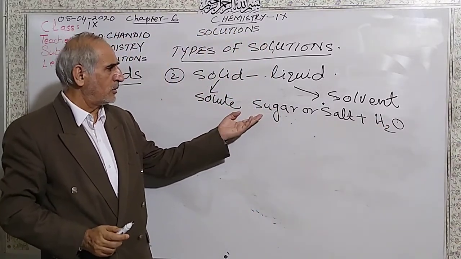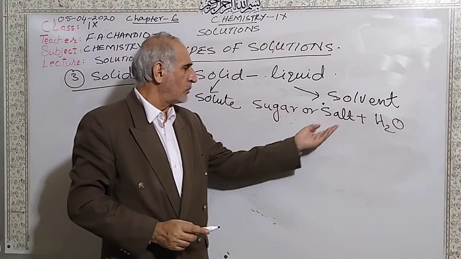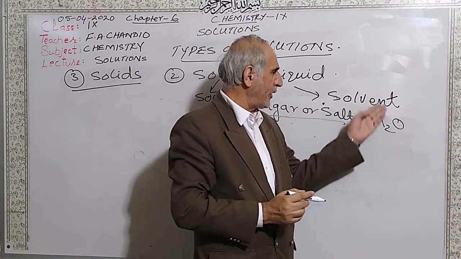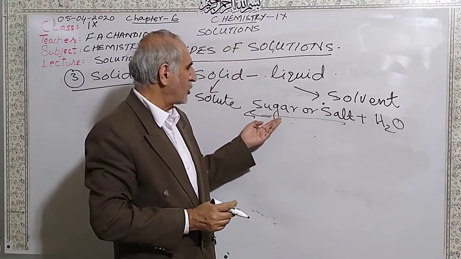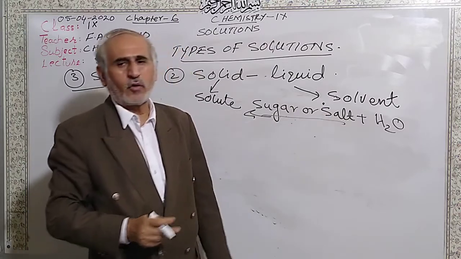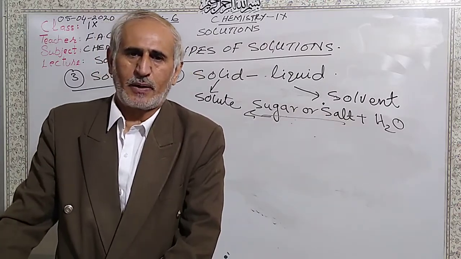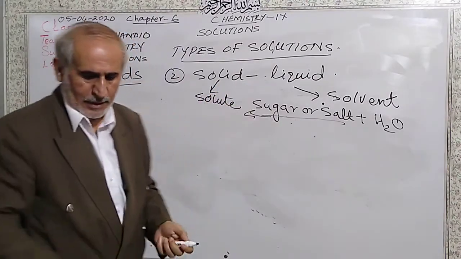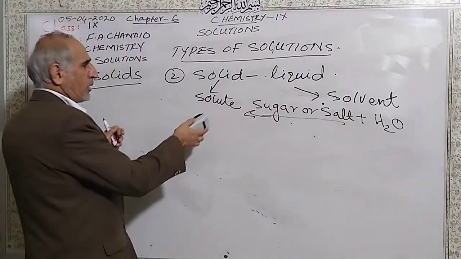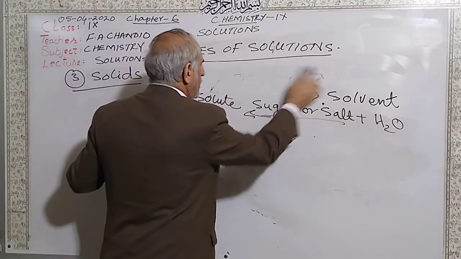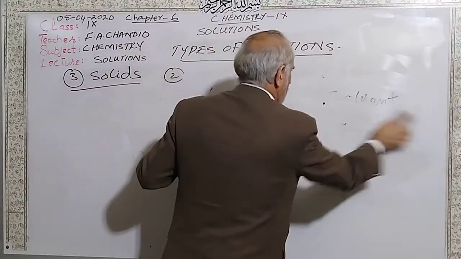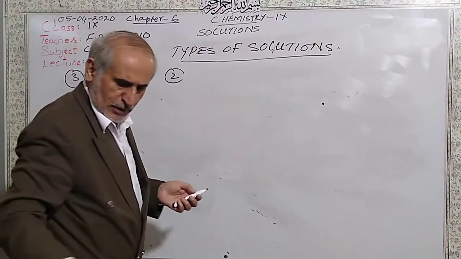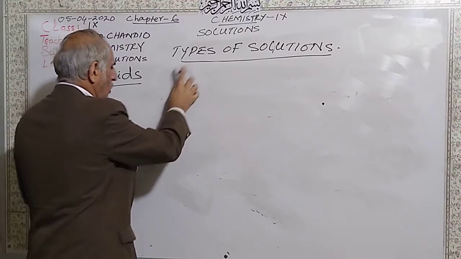Sugar is a solid, salt is again solid. They are both solutes, and water is a solvent in the larger quantity. So when solid sugar is dissolved in the water to make a solution, this is the type of solid in a liquid. This is also, I think, clear for you. Now the last one is number third for the solids.